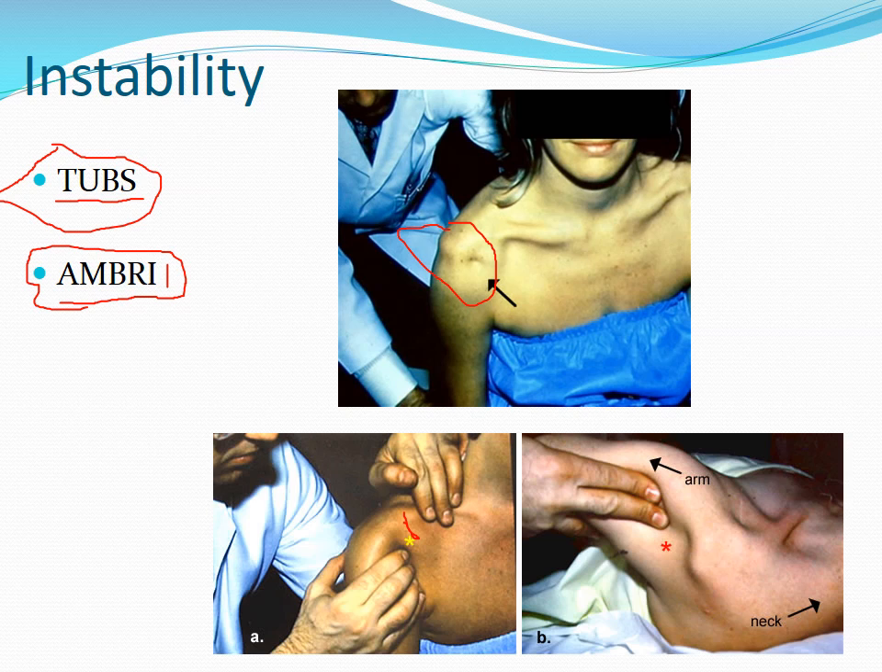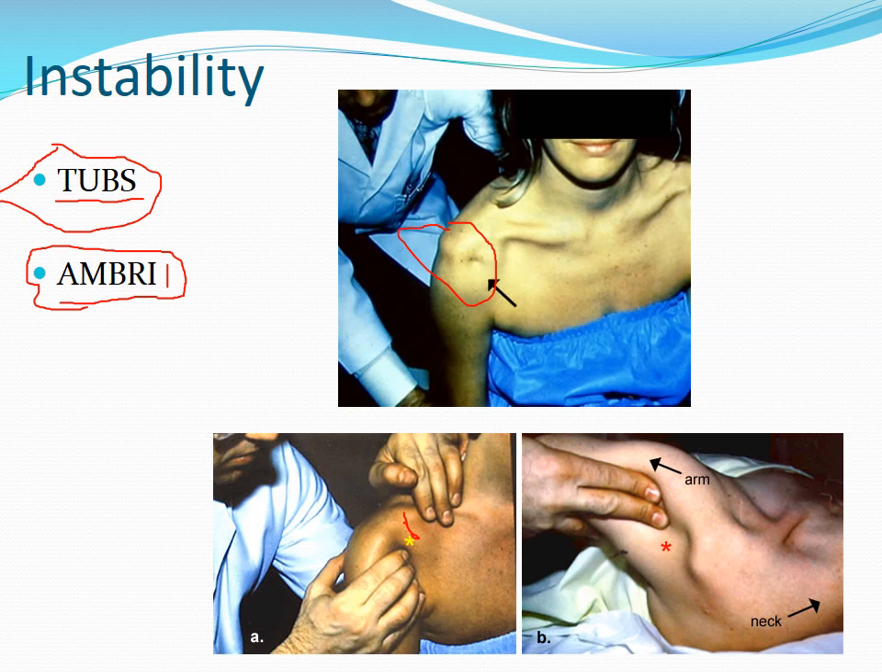Okay, instability. We're going to talk about two different types of instability. There's TUBS and AMBRI, and sometimes AMBRI is written like this, or it's written with another I here. TUBS stands for traumatic unilateral Bankart injury requiring surgery. So this is somebody who we say is torn loose. So TUBS, torn loose, means there's a traumatic event that caused them instability and it's in one direction.